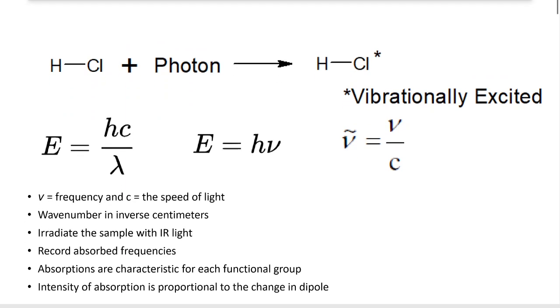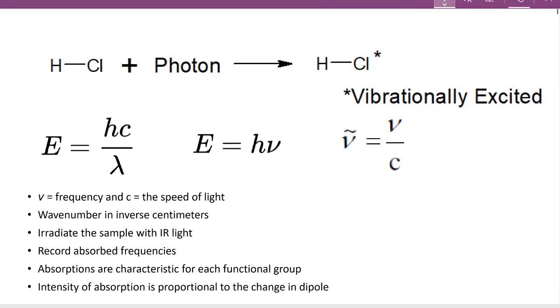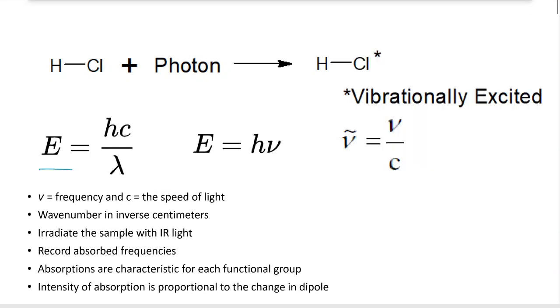When a molecule is irradiated with infrared radiation, if the molecule absorbs that radiation, it becomes vibrationally excited, and that vibrational excitation must initiate a change in dipole for that molecule for us to be able to view a peak in the spectrum for IR. Okay, so energy, as we know, is inversely proportional to wavelength and directly proportional to frequency.